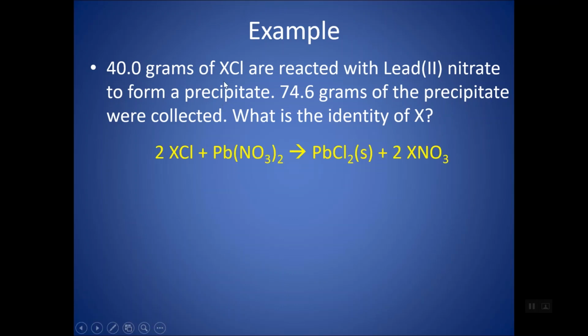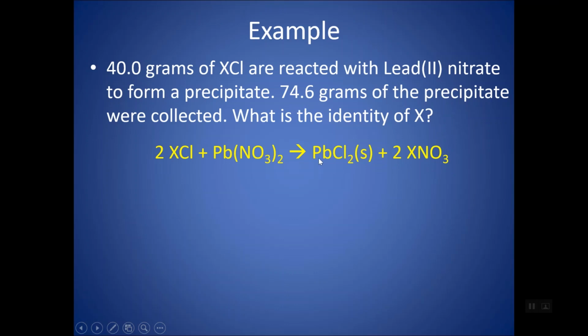So here's a reaction that relates XCl with the lead-2 nitrate. I notice that I have a double replacement: X and Pb switch places, and I get PbCl2 as one of my products. Pb goes with Cl, and XNO3 is my other product. Because it tells me there's a precipitate, I should know that ammonium nitrate and group 1 are always soluble. So XNO3 can't be my precipitate. It has to be PbCl2, which is my precipitate.